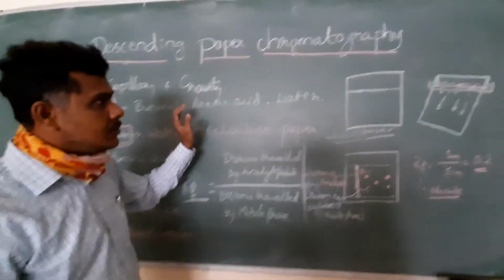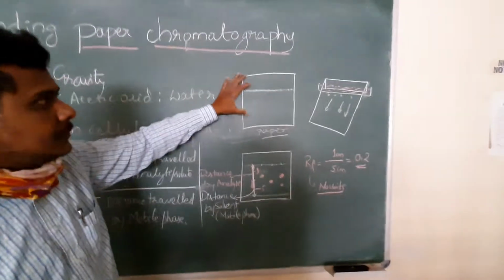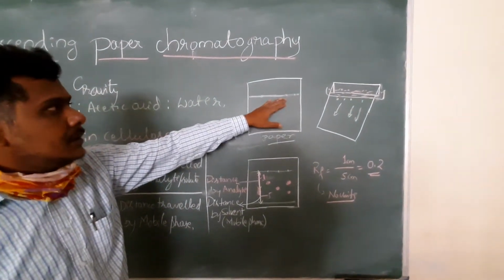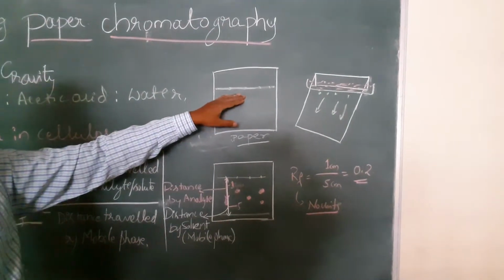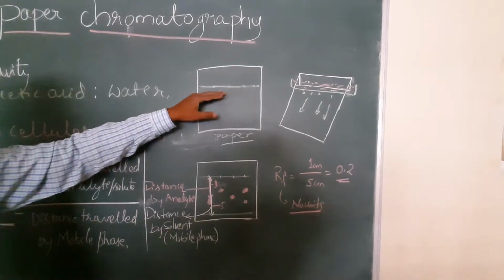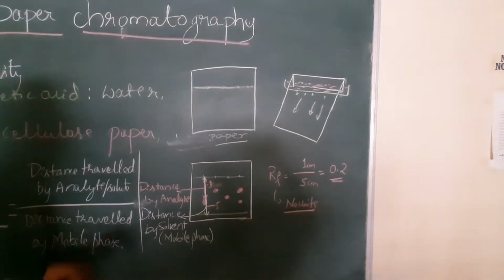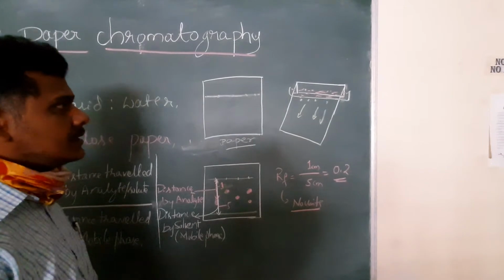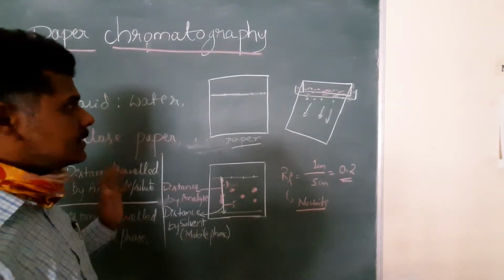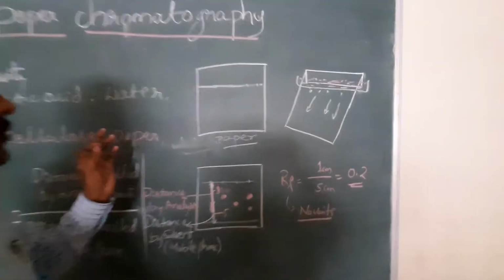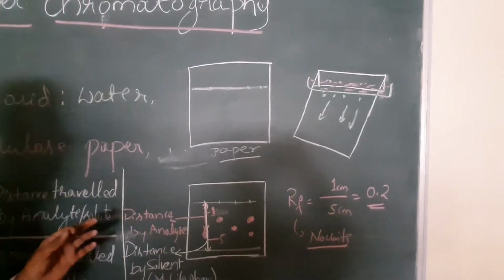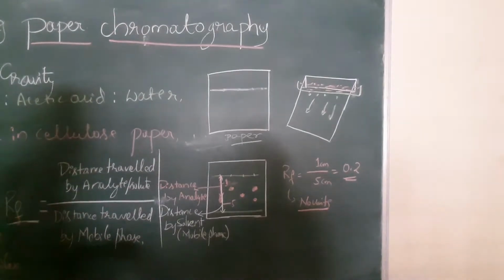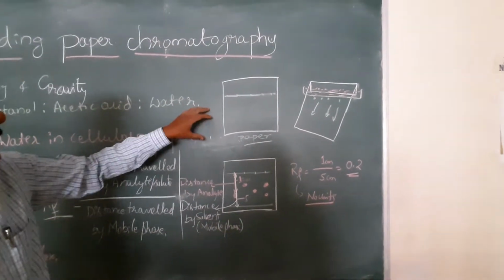So how are we going to do it? We are going to take a paper and make a small line with the pencil. When you are making it, you should not make a very dark line, you have to make a very light line, which we can just make out, and then make equidistant points where we are going to place the analyte. We are going to take the analyte in the capillary and spot it. The whole process I will do and explain later.